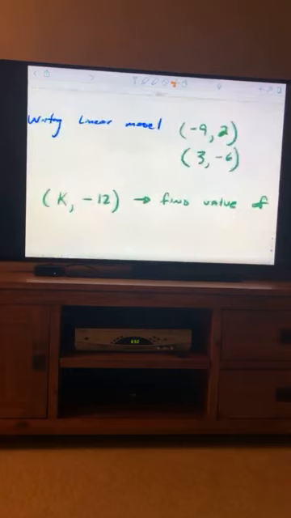So write a linear model that passes through those 2 points, -9, 2, and 3, -6. Now let's assume it also passes through the point k, -12. Find the value of k.